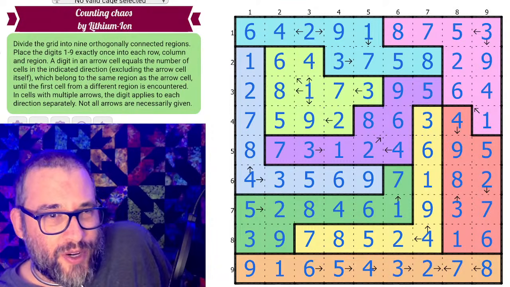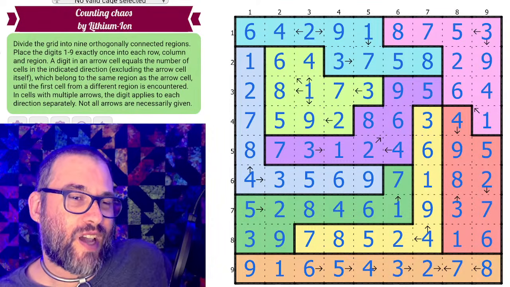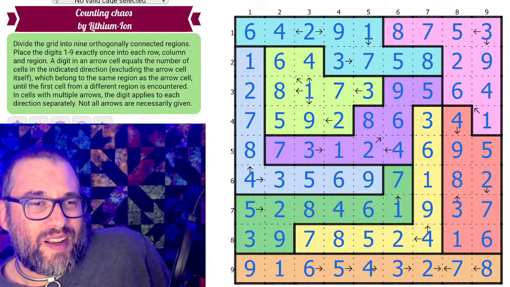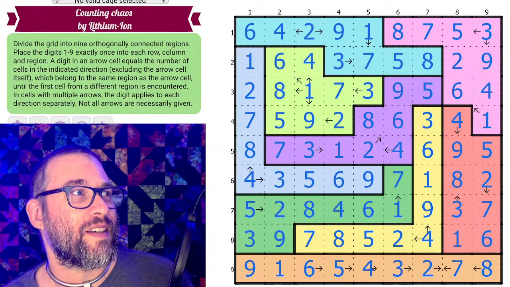Honestly, I probably would have liked the puzzle better if I just stopped when I said puzzle done, but it was very cute.